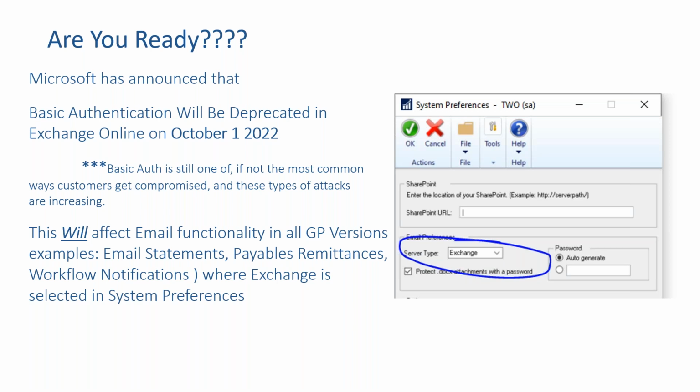going this route. So the screenshot you see here is basically in your email preferences what server type you have. And when that is Exchange, that's who we're talking about: those people that have Exchange set as their type here.